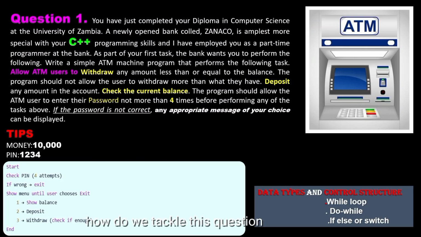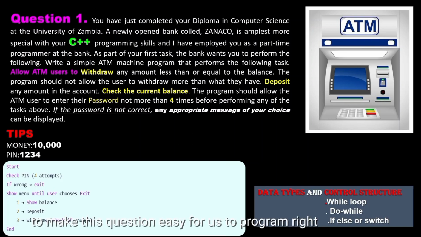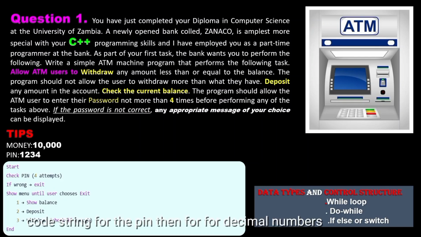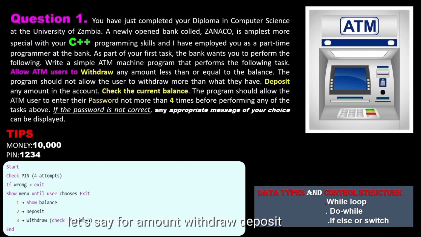How do we tackle this question? Let's look at what data types and control structures we are going to use to make this question easy for us to program. We are going to use a data type called string for the pin. Then for decimal numbers, say for amount, withdraw and deposit, we are going to use double or float. Then for the main menu, we are going to use int because the program will be switching.